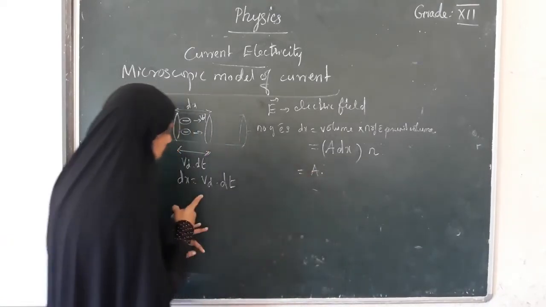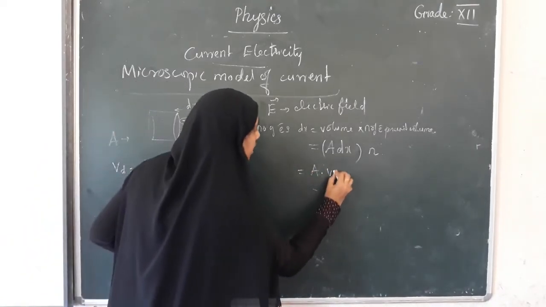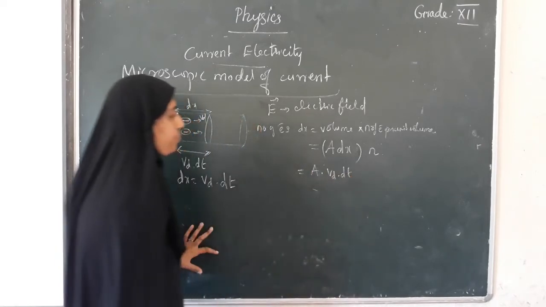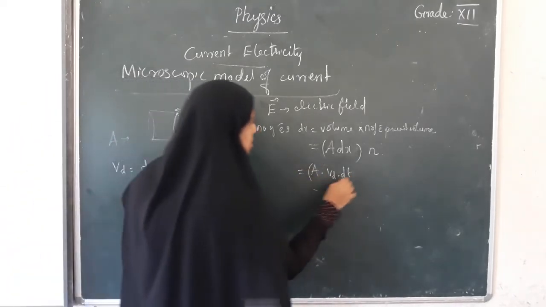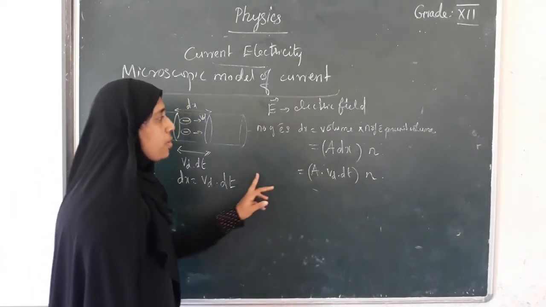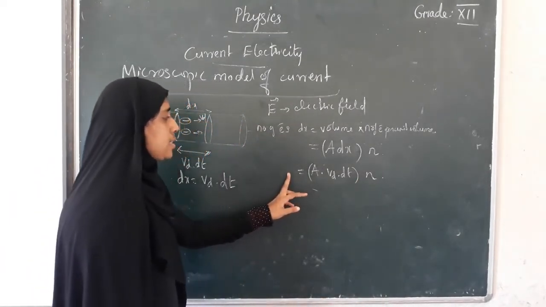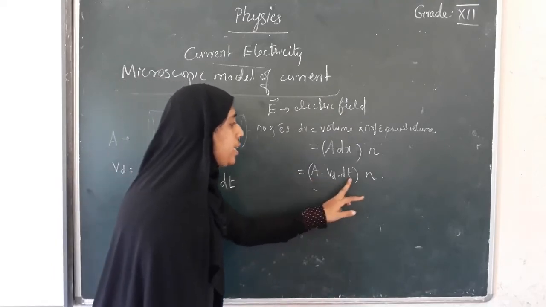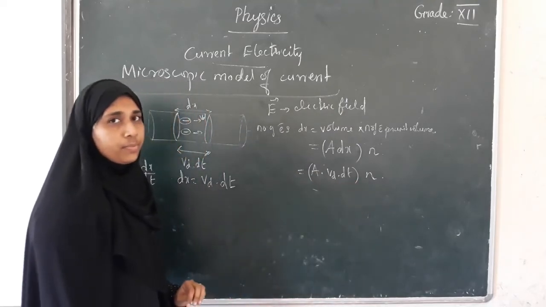A into, what is dx? Bd into dt, into n. So, the number of electrons in the volume element dx is equal to A, Bd, dt into n.